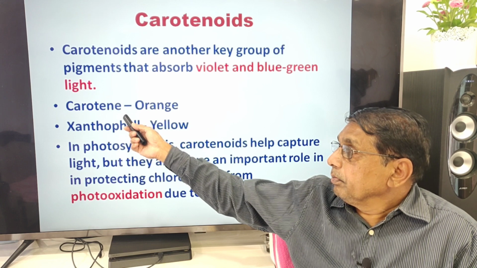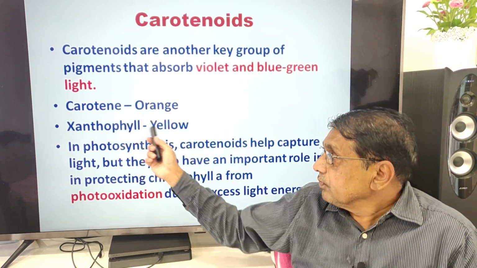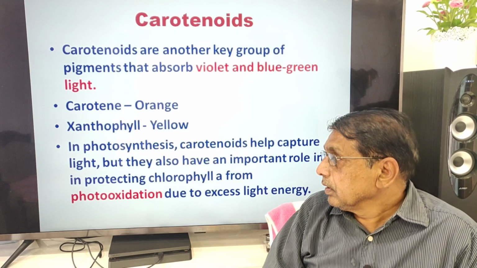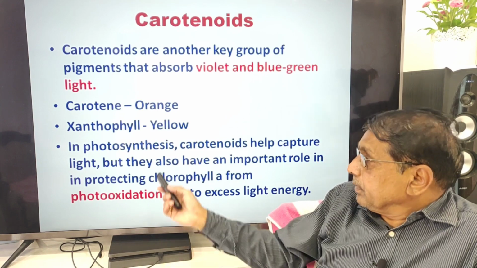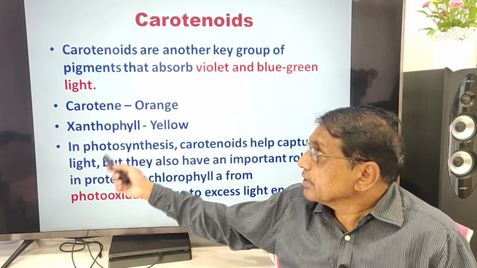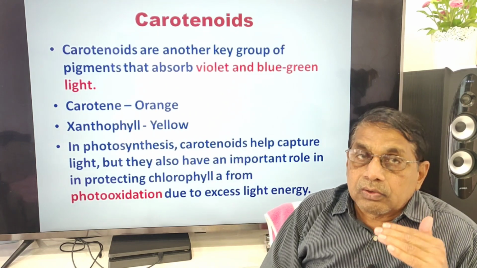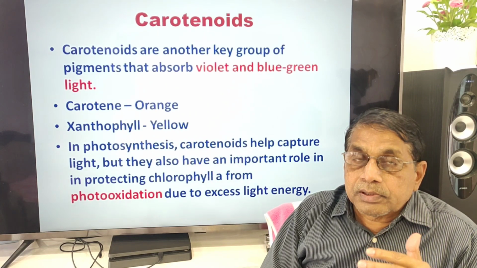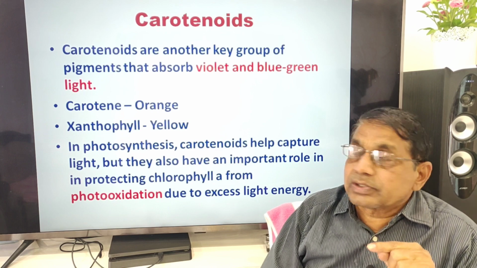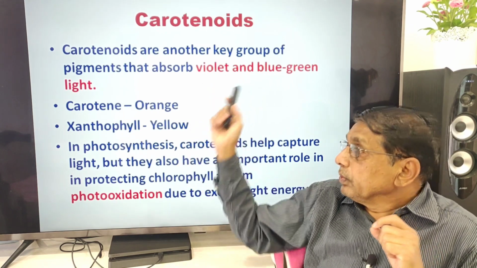Carotene pigment is orange colored, xanthophyll is yellow. Their function helps in the capture of light, as I told you, where chlorophyll A and B are not absorbing. These pigments absorb those lights, which are violet and blue-green.